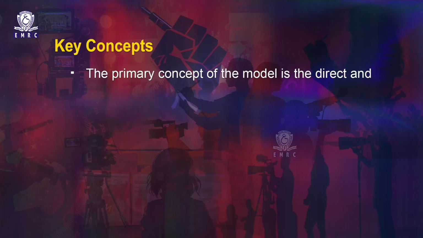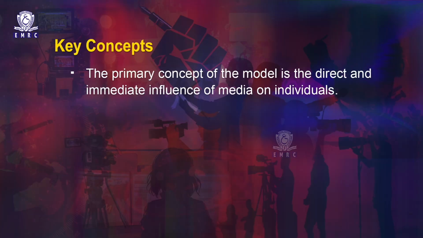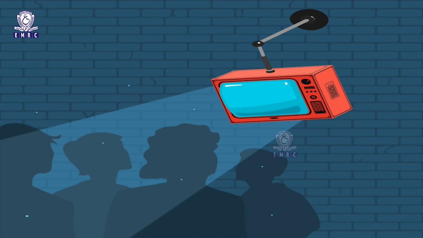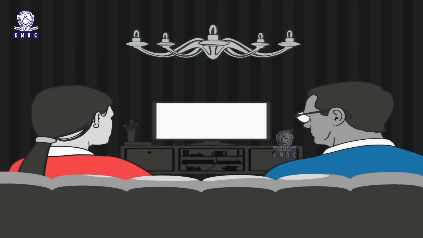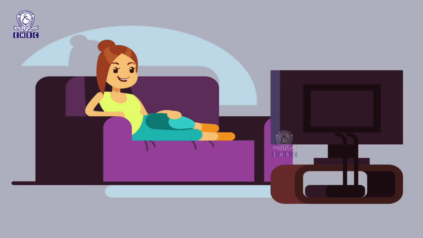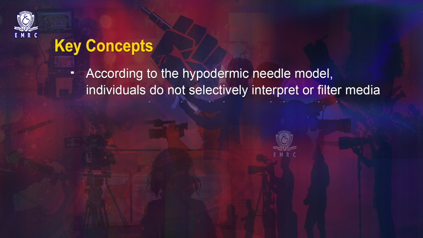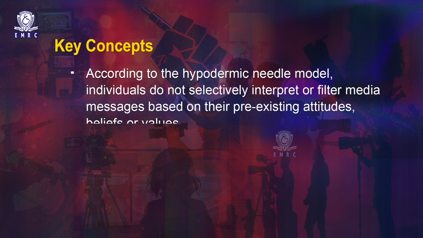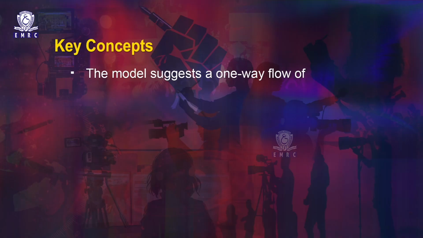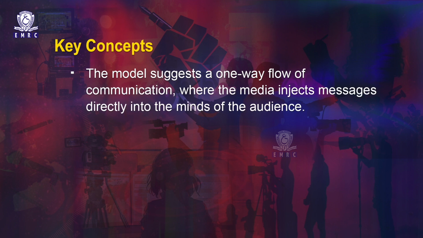Key concepts. The primary concept of the model is the direct and immediate influence of media on individuals. It implies that the content of the message is all-encompassing and persuasive, leading to predictable effects on the audience. According to the hypodermic needle model, individuals do not selectively interpret or filter media messages based on their pre-existing attitudes, beliefs or values. The message is accepted and internalized as presented. The model suggests a one-way flow of communication, where the media injects messages directly into minds of audience.